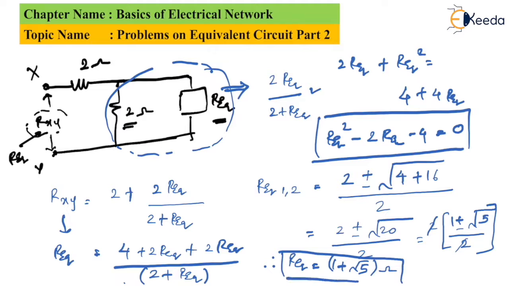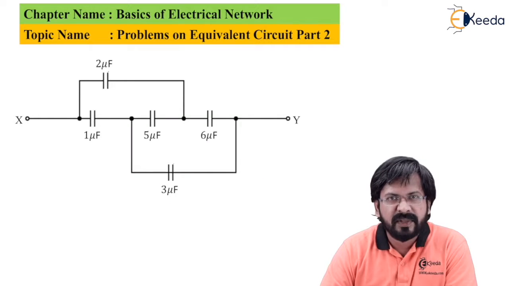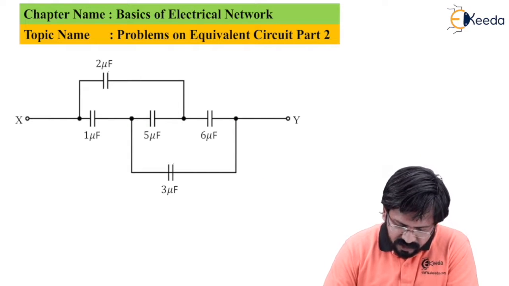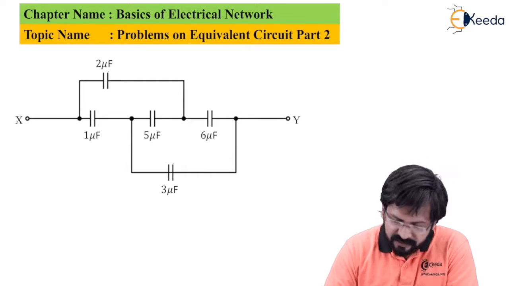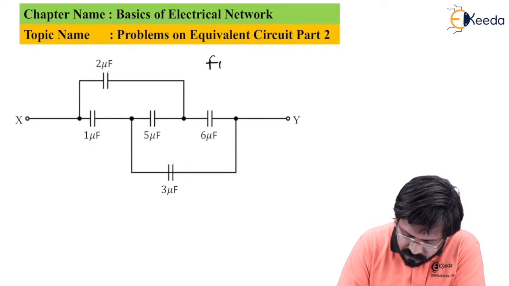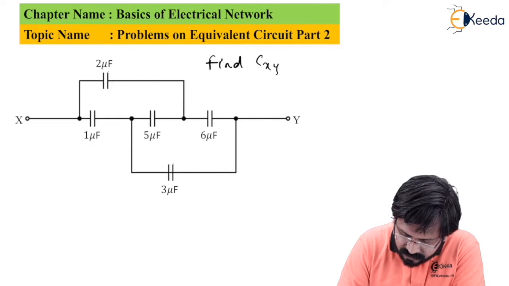So this is the equivalent value of this resistance, which is 1 plus root 5. With this, let us start with our next problem. In this problem, we have to find the C equivalent between X and Y. So the problem is, you have to find CXY.